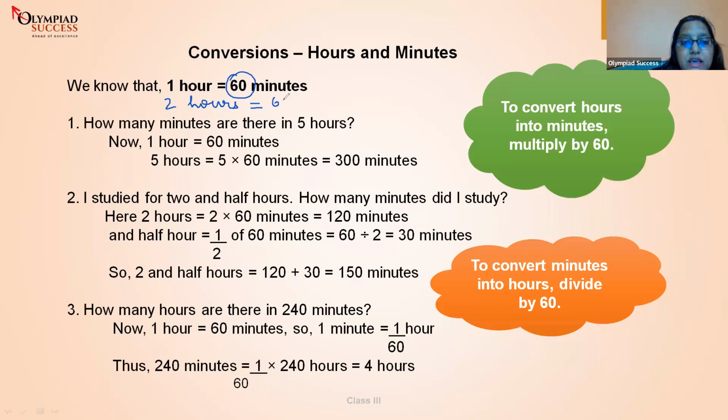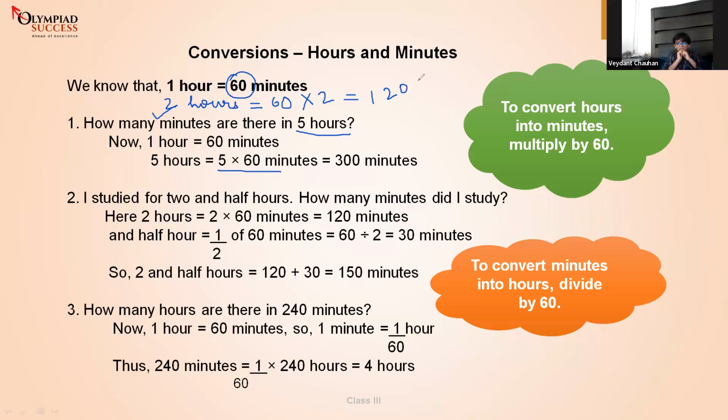You will take this 60 as it is and multiply with the number of hours being asked. So here we are asking for 2 hours. You'll be simply multiplying with 2. If I ask you for 5 hours, you will be simply multiplying 60 with 5. If I ask you for 10 hours, so 60 multiplied with 10, like that. So 60 times 2, you will be getting 120 minutes. Clear? For 5 hours, it would be 6 times 5 is 30, and we have one more zero, that's 300 minutes. Okay.